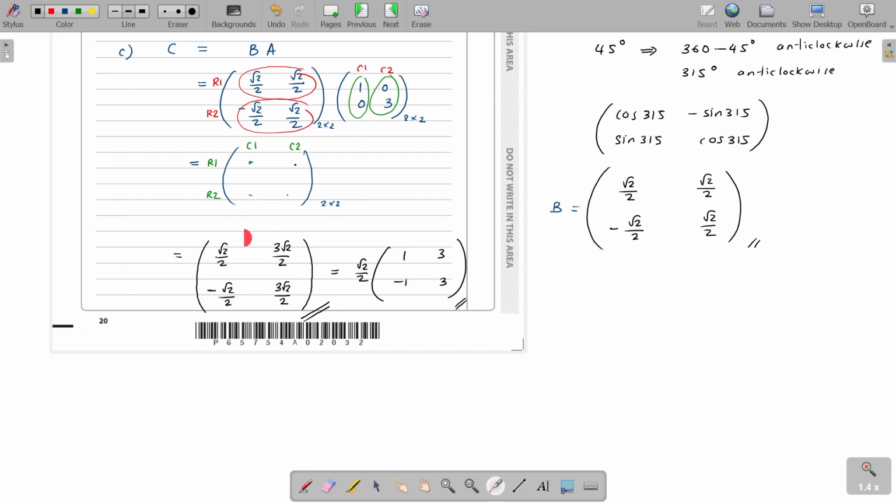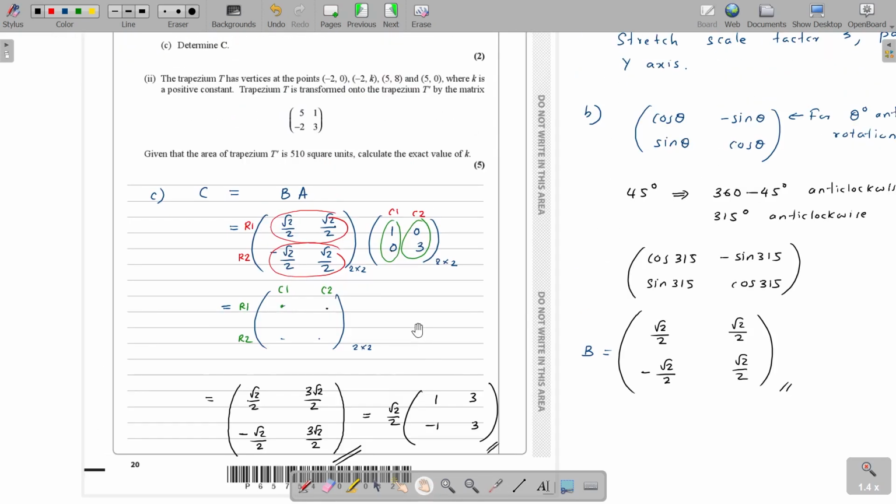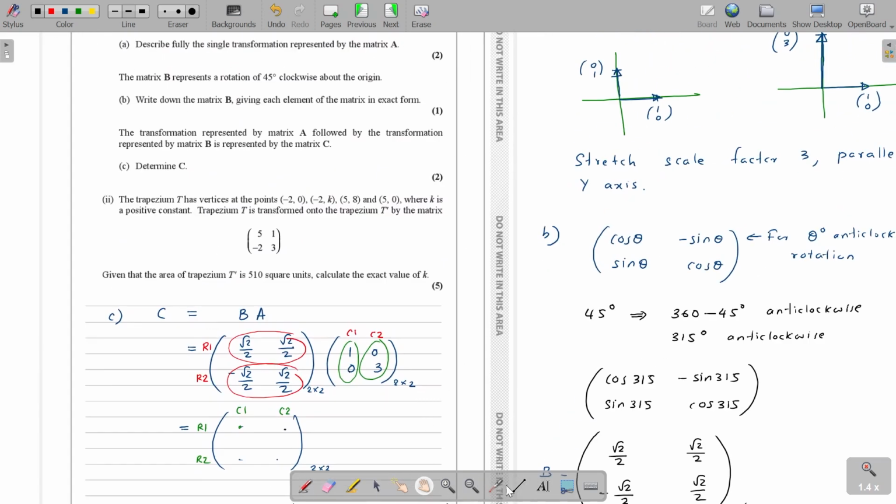Now the next part, they say the trapezium T has vertices at the points (minus 2, 0), (minus 2k, 5), (8, 5) and (5, 0), where k is a positive constant. Trapezium T is transformed onto trapezium T dash by the matrix 5, minus 2, 1, 3.